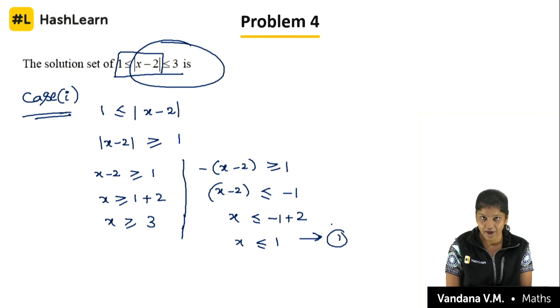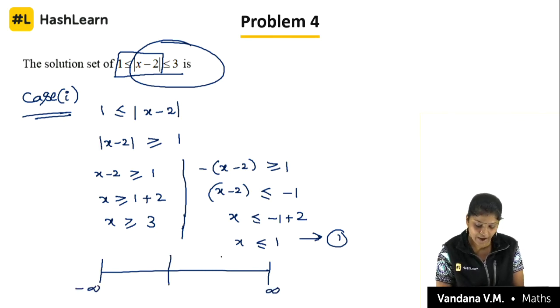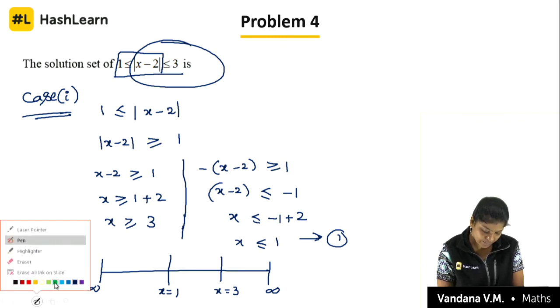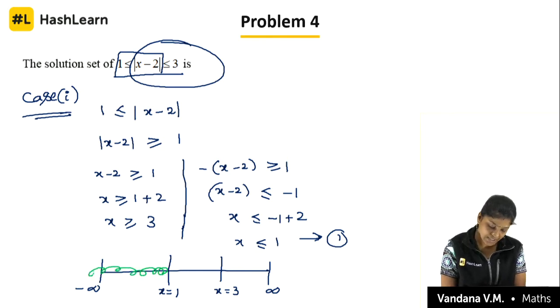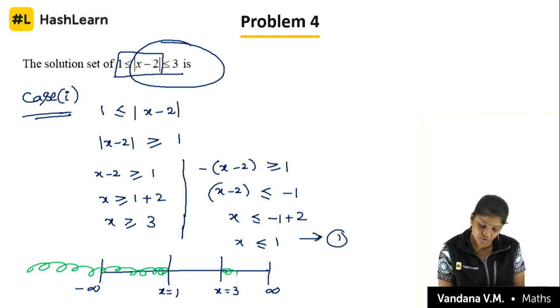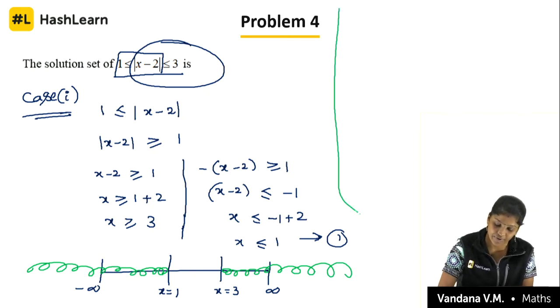We already did the same kind of problem, the first one, but still let me draw the graph from minus infinity to plus infinity. Here I have two breakup points. One is x equal to 1, the other is x equal to 3. How do I have the graph? For x less than or equal to 1, the graph will go like this. Greater than 3, after 3 I can take any point, but between 1 and 3 I don't have any point. Now start solving case 2.